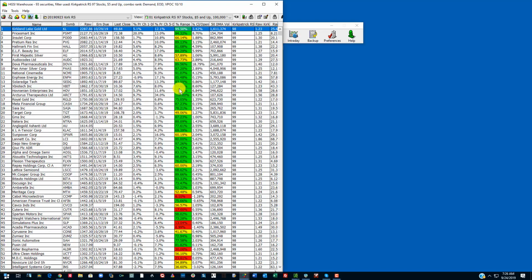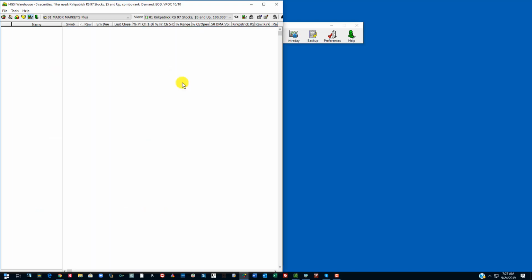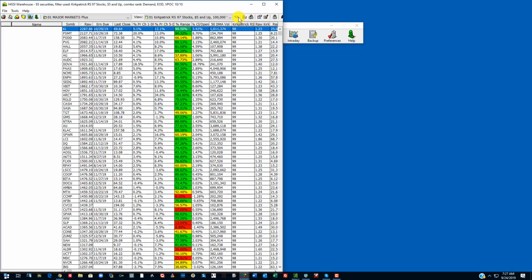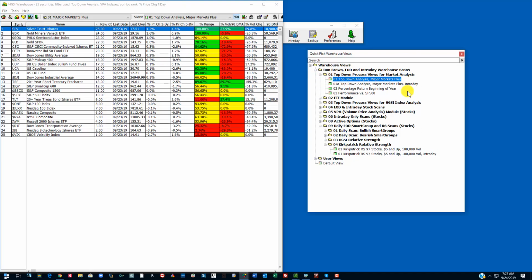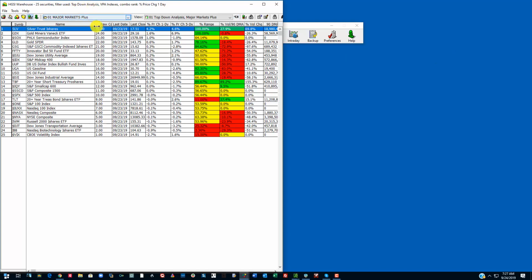But I'm going to go on Major Markets Plus to begin with. And then I'm going to go over here to my top-down analysis folder number 1. And this gives me a view of what happened in the market yesterday based upon the one-day percentage price change.